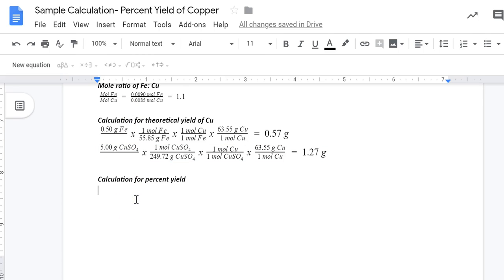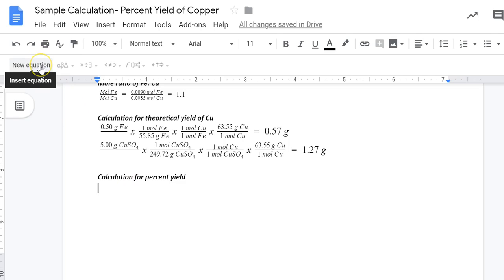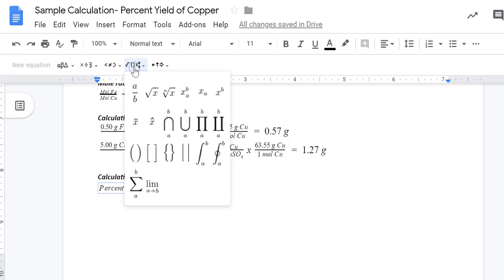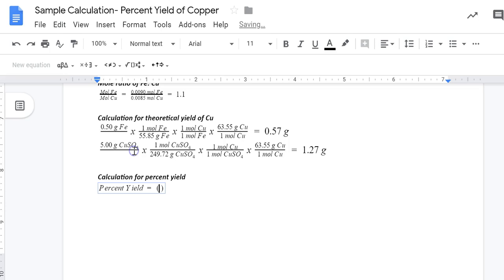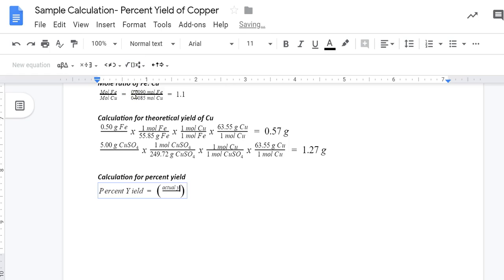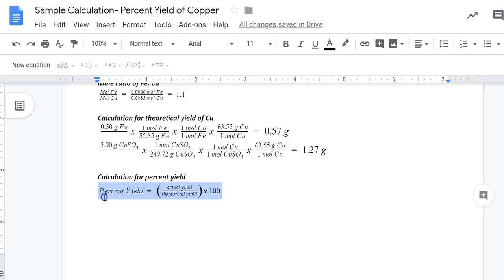All right, last up is going to be percent yield. So to get percent yield, I'm going to go back to new equation. And the first thing I want to do is type out the equation in words. So percent yield is equal to, we want to go to math operations, and the first thing we want to do is click on the parentheses. Once we have our parentheses, we're going to go back to math operations and A over B. The equation is we are going to take the actual yield divided by the theoretical yield and then multiply by 100. And again, I'm going to copy paste this equation.